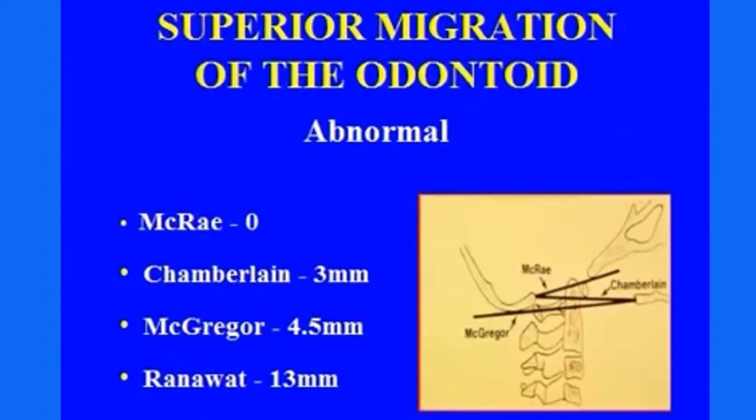You have to know the measurements. You should know what McGregor's line is, what McRae's line is, what Chamberlain's line is, what the Power line is, all these you should know. And you should know when you would say that the odontoid has gone into the foramen magnum. So these are measurements you have to know.